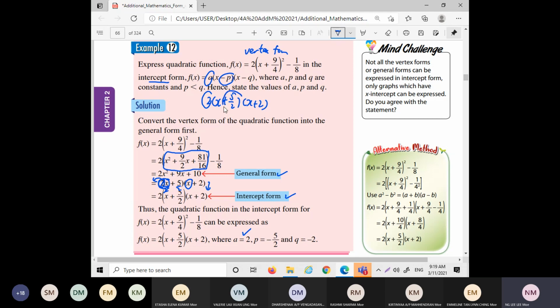I don't know which one is bigger. Correct or not? Correct. Okay, so you see negative P is equal to positive 5 over 2. Therefore, P is negative 5 over 2. Be careful with the sign. Then this one also same thing. Negative Q is 2. Therefore, Q is negative 2. Just be aware of the sign.